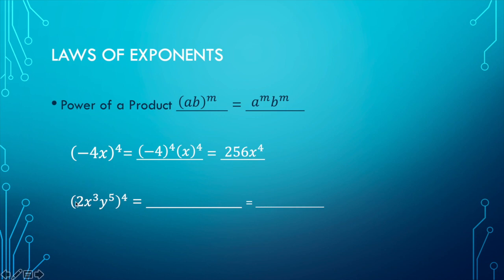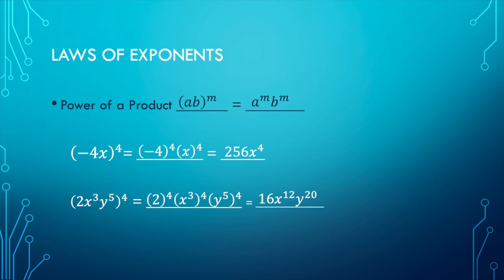Okay, for this example, 2 times x cubed times y to the 5th, all raised to the 4th power. I'm going to need to apply this 4th power to the 2, to the x cubed, and to the y to the 5th. So it kind of looks like this. 2 to the 4th, x cubed to the 4th, y to the 5th to the 4th. And then we will simplify. 2 to the 4th is 16, x to the 3rd raised to the 4th is x to the 12th, and y to the 5th to the 4th is y to the 20th.